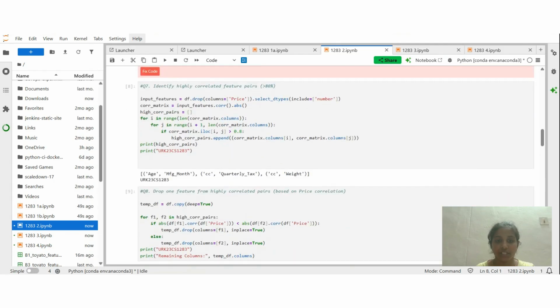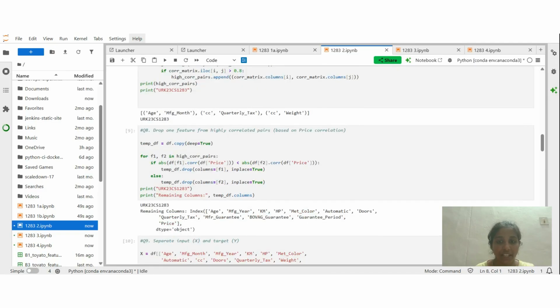And the seventh question is identify the highly correlated features. If two variables are highly correlated, they carry similar information. In this case, multicollinearity, we will say. I identify the pair of features with a high correlation to avoid redundancy.